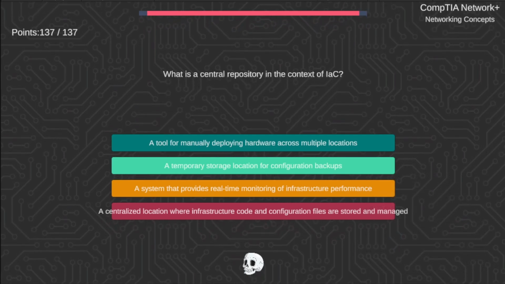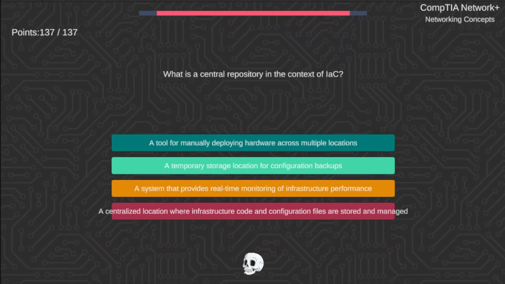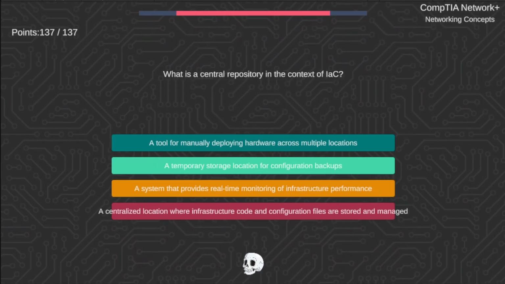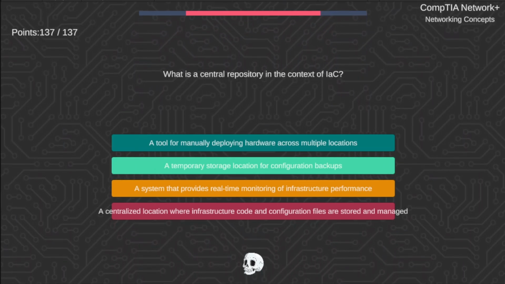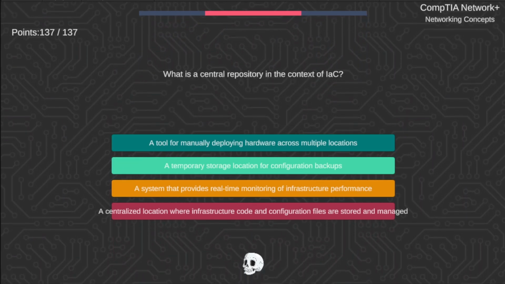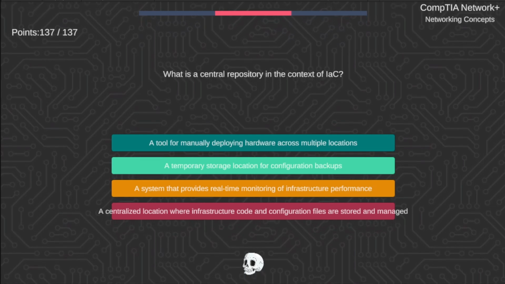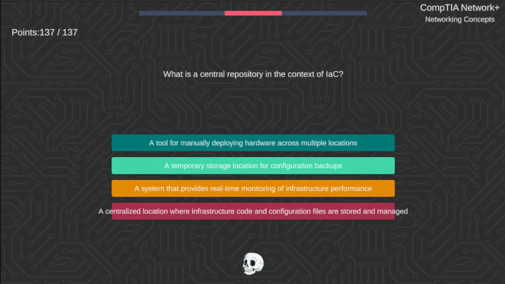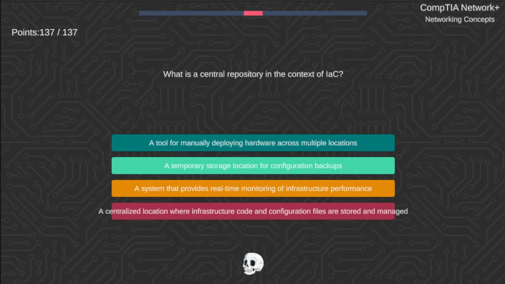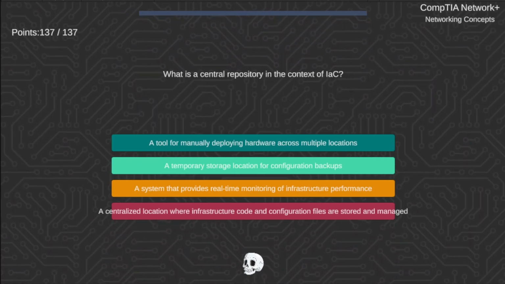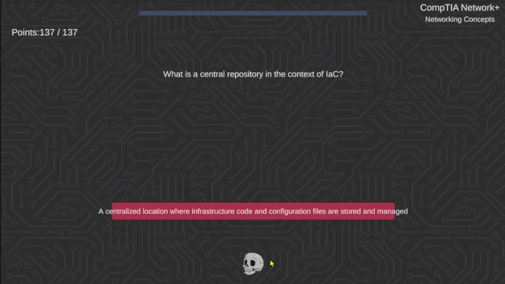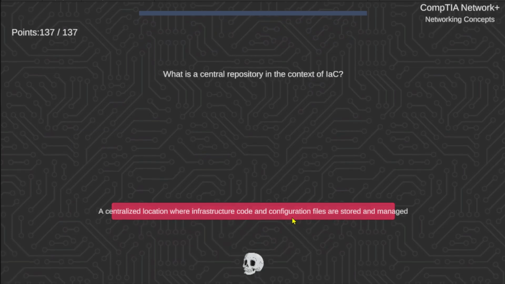What is a central repository in the context of IAC? A tool for manually deploying hardware across multiple locations, a temporary storage location for configuration backups, a system that provides real-time monitoring of infrastructure performance, or a centralized location where infrastructure code and configuration files are stored and managed. Correct answer is a centralized location where infrastructure code and configuration files are stored and managed.